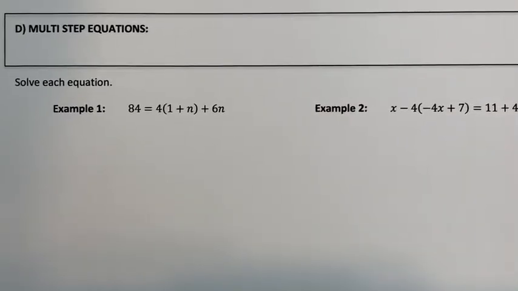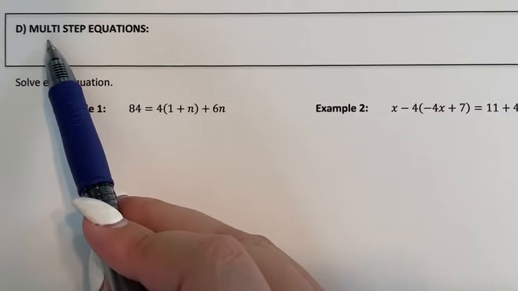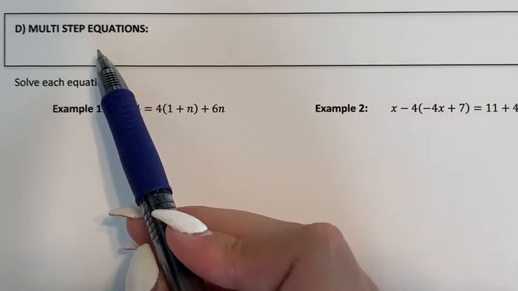Everybody, this is the last video for Learning Target 2.1, solving one variable equations. And this is for part D when there are multi-step equations. So this is the toughest type of problem. We're combining everything that we've learned.